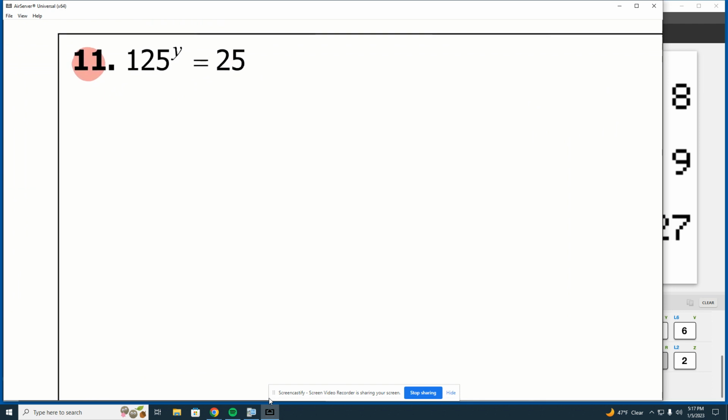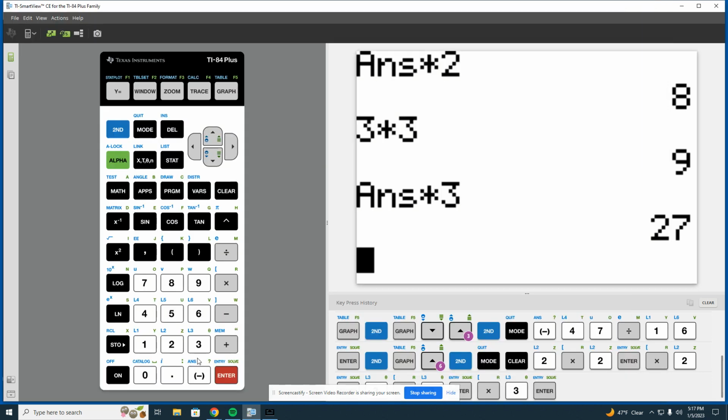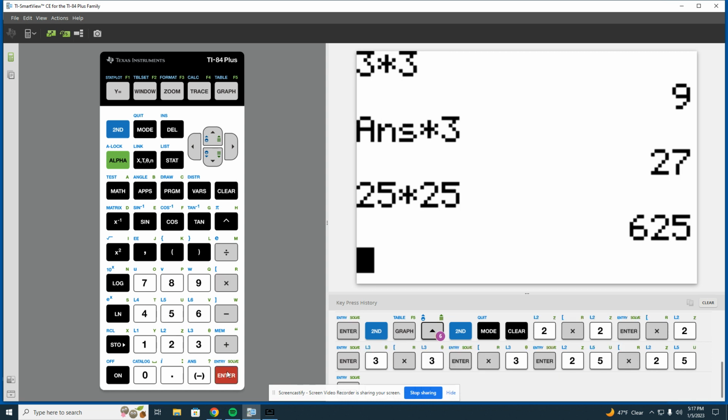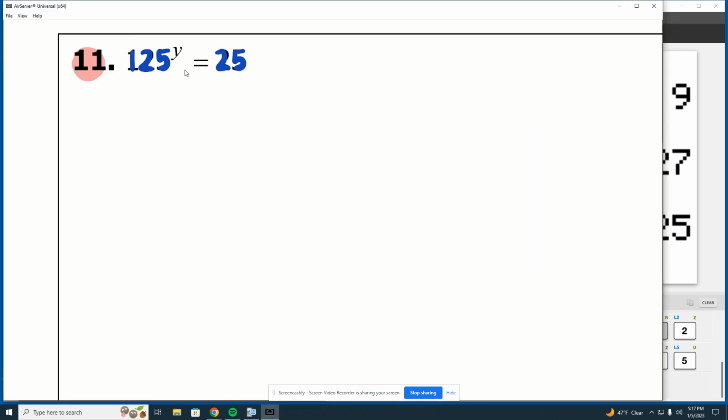All right, so here I have the bases of 125 and 25. Well, 25 is my smaller one. Let's see if we can make 125 have a base of 25. So 25 squared means 25 times 25. Does that equal 125? No, that's way too big. So I actually can't create 125 to have a base of 25.